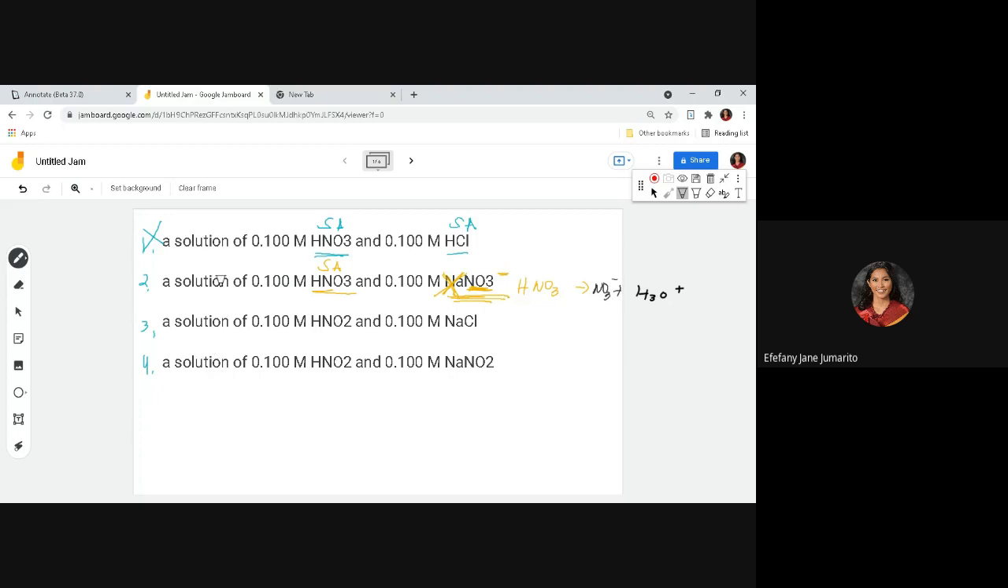Okay. So we have a strong acid and then the conjugate base. So it's not a buffer because it's a strong acid. Number three. Is it a buffer or not?